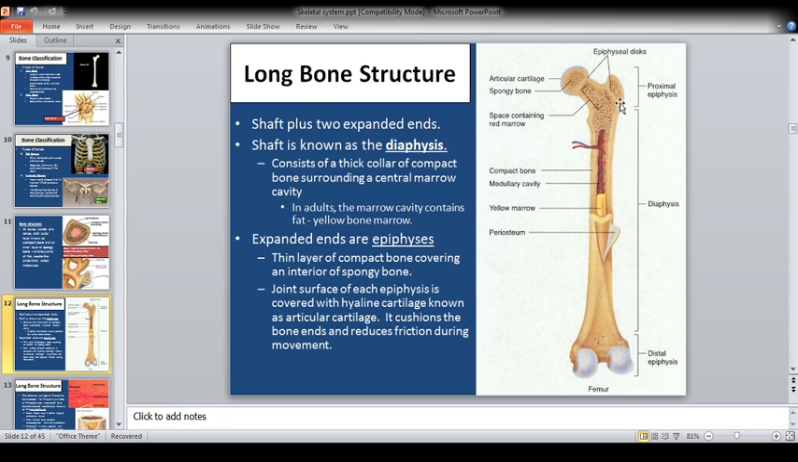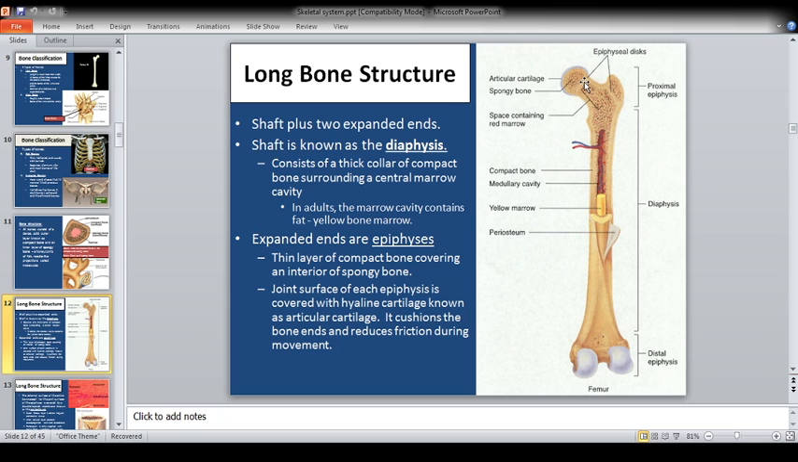A thin layer of compact bone is present here. Here the layer is thick, whereas here the layer is thin, and internally spongy bone is present. The joint surface of each epiphysis is covered with hyaline cartilage. So wherever the epiphysis is making a joint with another bone, cartilage would be present on the end, as you can see here. This is made up of hyaline cartilage and it is known as articular cartilage.